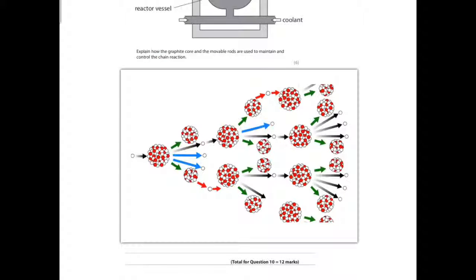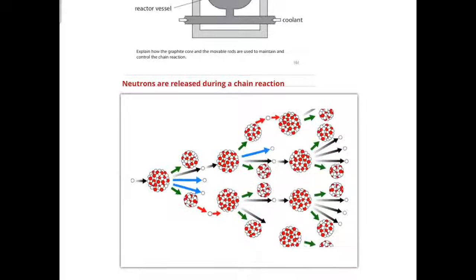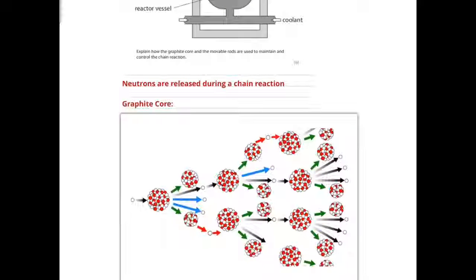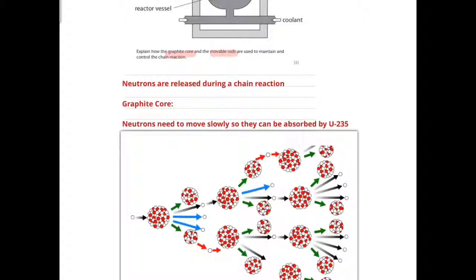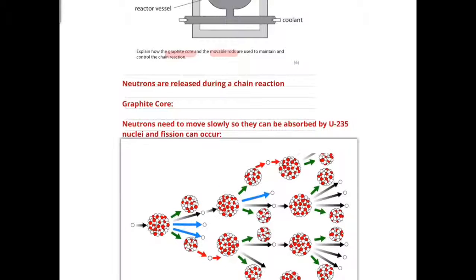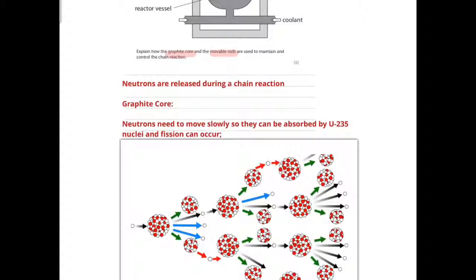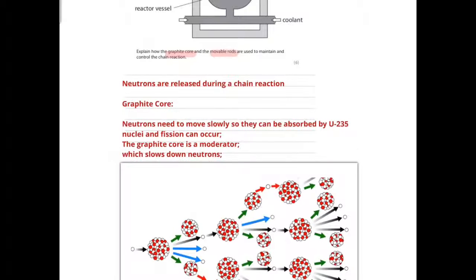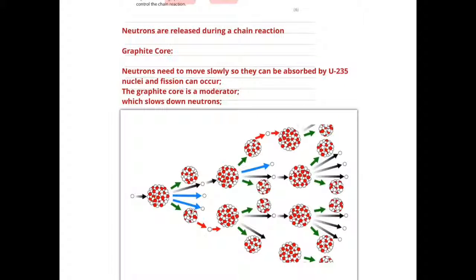So, explain how the graphite core and movable rods are used to maintain and control the chain reaction. Neutrons are released during a chain reaction. That's important to state. Now we deal with the graphite core first. Remember, this is a two-part question: graphite core and then movable rods. Neutrons need to move slowly so they can be absorbed by uranium-235 nuclei and for fission to occur. The graphite core is a moderator which slows down the neutrons, allowing them to get absorbed.